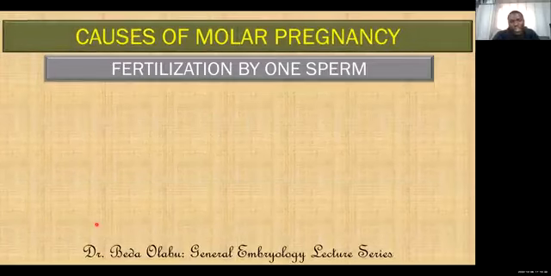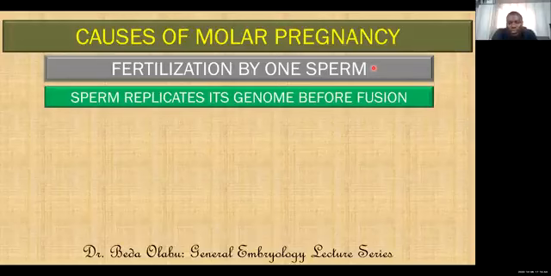Second cause would be if, let's say, a single sperm enters the oocyte, yes, but then the sperm decides to replicate its genome before fusion. A single sperm entered, but the genome of the sperm is replicated before the male pronucleus fuses the female pronucleus. You are still going to have molar pregnancy.